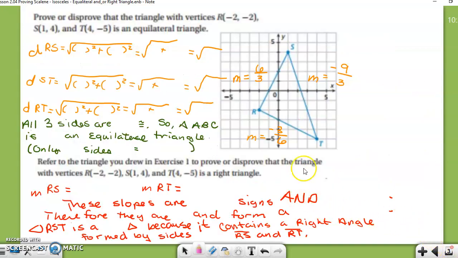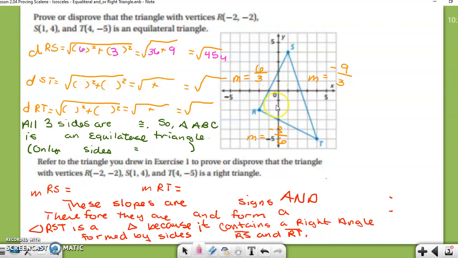Let's do another one. So now I have to prove or disprove that the triangle, which is already plotted for us, RST, is an equilateral triangle. Well, what I've done here is I've counted off the slopes for each side. I've already got those counted off. So now looking at RS, I've got to find my distance of RS, and it is root 45 units.